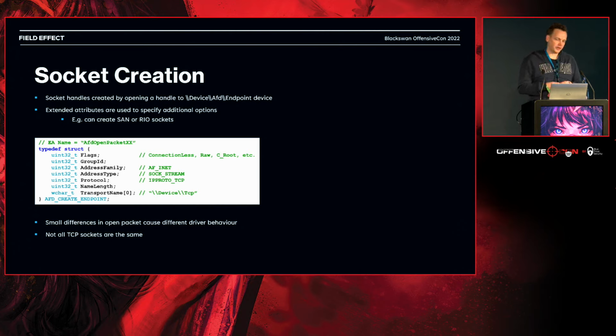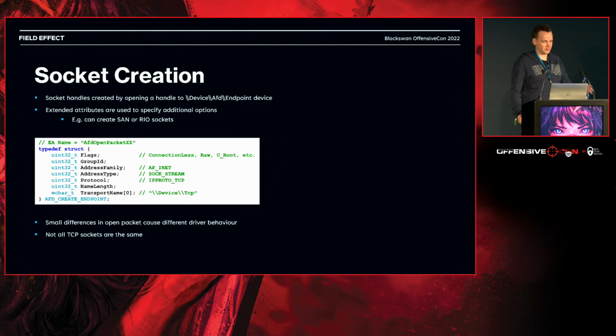So you have flags. The flags field, this is how you'd specify that you want a raw socket or connectionless or C-root, a whole bunch of different options. There's also your standard address family, address type, and protocol fields. And you can also specify a transport device name at the end. So in this case, we're saying we want to use the TCP driver as the transport. You could also specify UDP, or there's a couple different options.